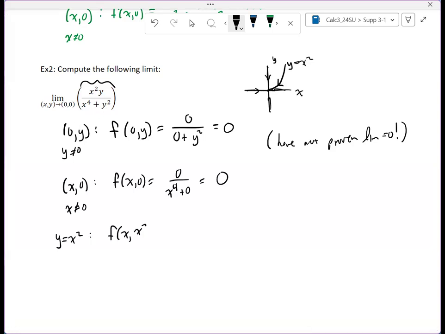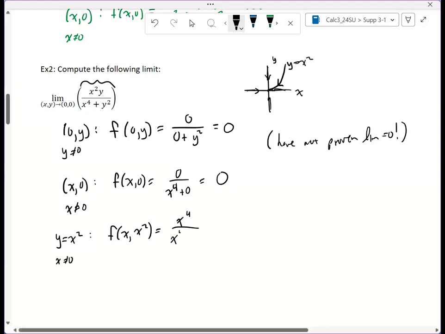f of x comma x squared. And again, take x not equal to 0, and therefore y is not equal to 0. So when y is x squared, I get x to the fourth on top, and I get x to the fourth.